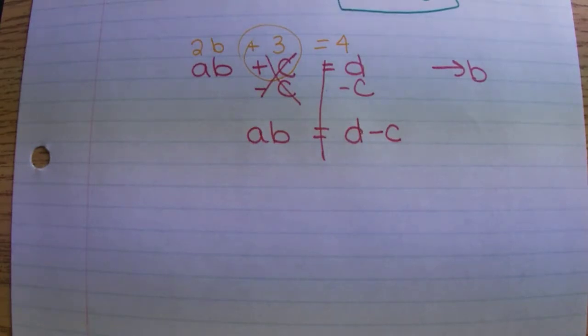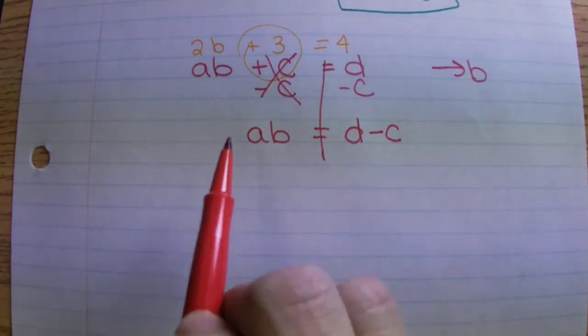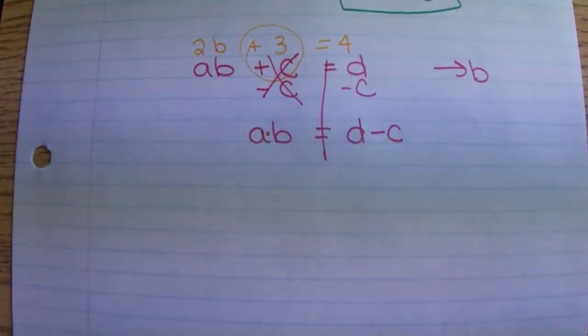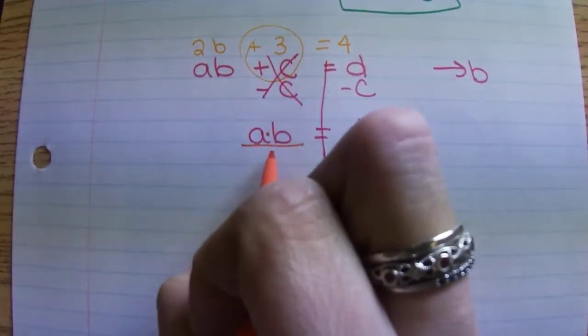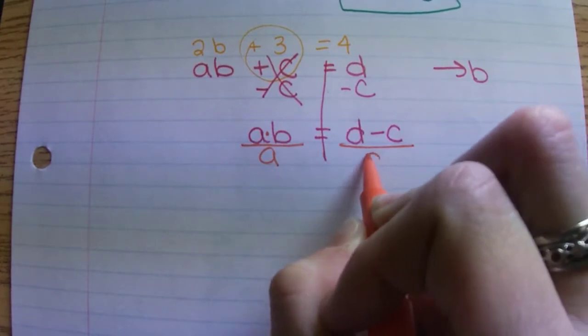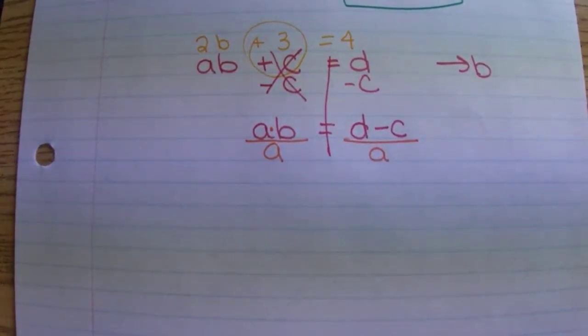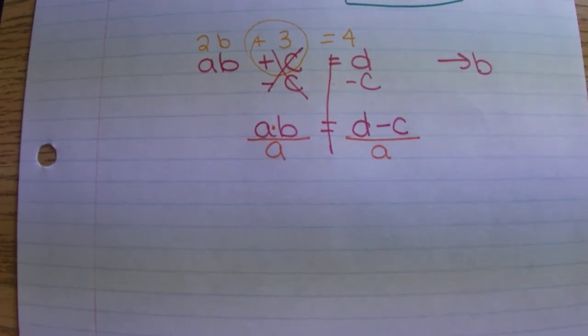So our next step, if we want to get B by itself, now we need to move the A. That A is attached with multiplication, and we undo multiplication with division. So I'm going to divide by A. Now, we need to make sure we divide this entire other side. Okay, multiplication and division work is something that goes all the way through the entire problem.